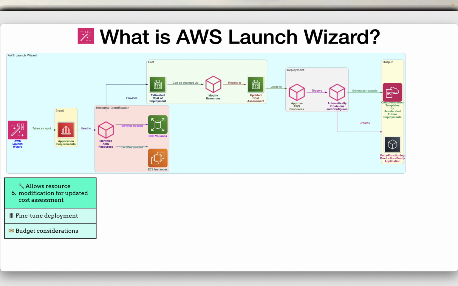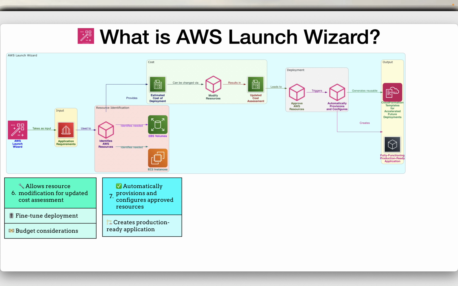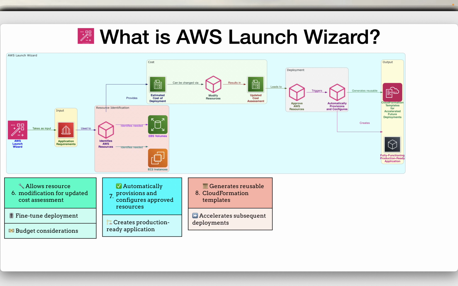Users can modify the suggested resources and instantly view an updated cost assessment, enabling them to fine-tune their deployment according to their budget and requirements. Once the user approves the proposed AWS resources, Launch Wizard automatically provisions and configures the selected resources, creating a fully functioning, production-ready application. As an added benefit, AWS Launch Wizard creates CloudFormation templates based on the deployment, which can serve as a baseline for accelerating subsequent deployments of similar applications.